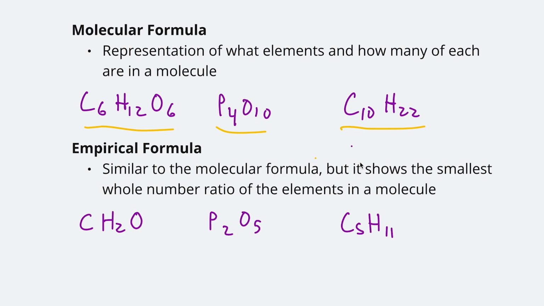Molecular formulas are used for both covalent molecules and ionic molecules. So if we had an ionic molecule like NaCl, you would use the exact same approach, where you have 1 sodium and 1 chlorine.